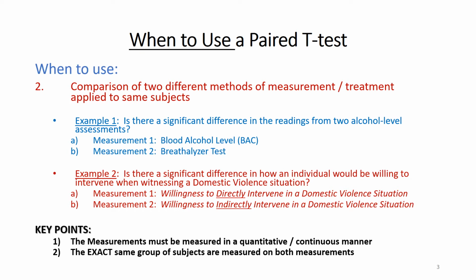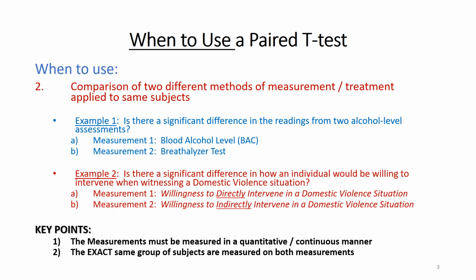So in this example, let's look at the first example, the blue one. We may have a research question that says, is there a significant difference in the readings from two alcohol level assessments? So you may be in law enforcement and you're trying to figure out what is the effectiveness of different forms of alcohol level assessment when you're doing roadside stops or whether it's back at the station. And we may want to know, do we see similar findings or do we see different findings when we have two types of measurements?